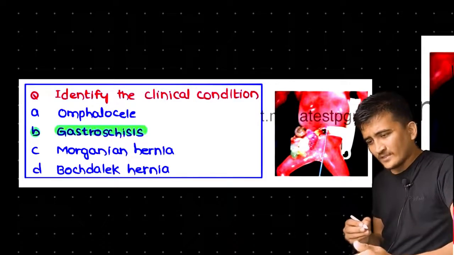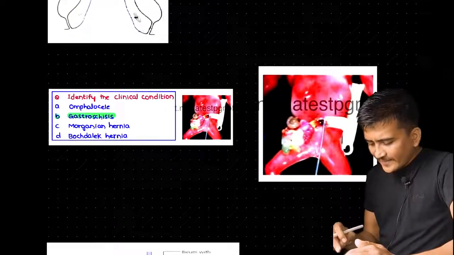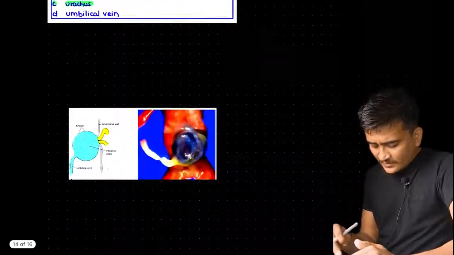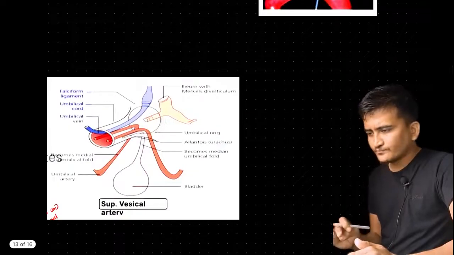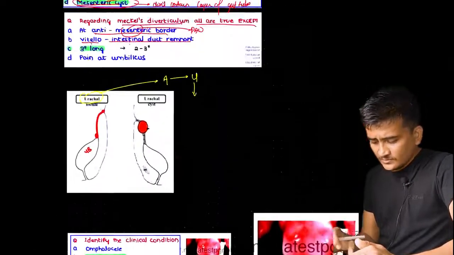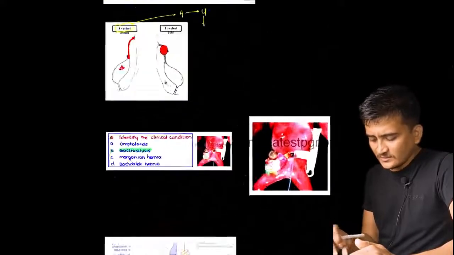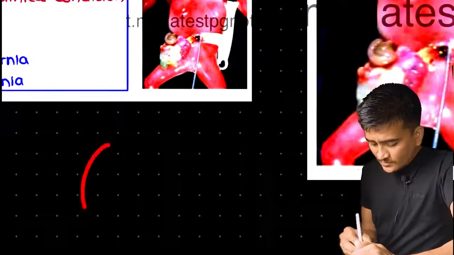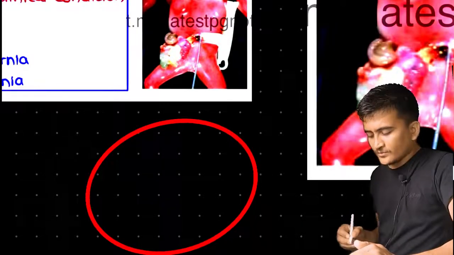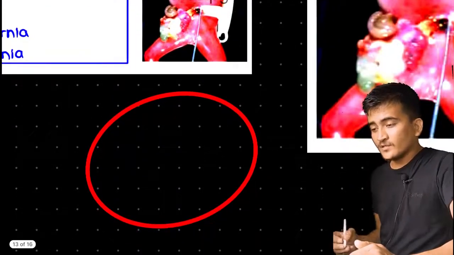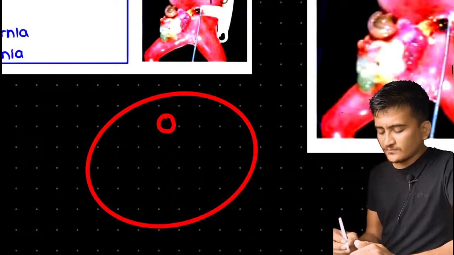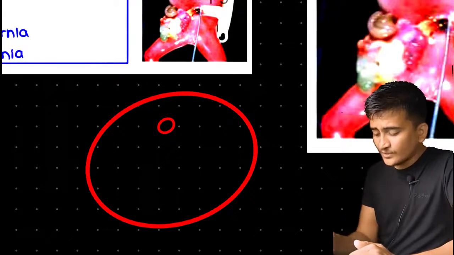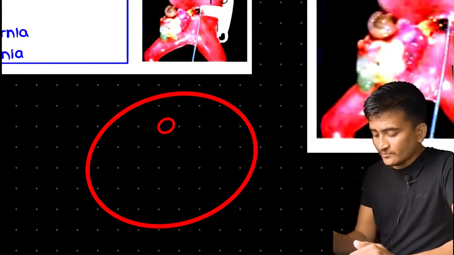Now we will be talking about gastroschisis. Talking about gastroschisis, I would like to take you toward one diagram. Okay, now what is this? This is our gastroschisis. Now, let me draw one structure, the content of the umbilical cord. While talking about the content of the umbilical cord, what are we having? We are having one umbilical vein, and we are having two umbilical arteries.